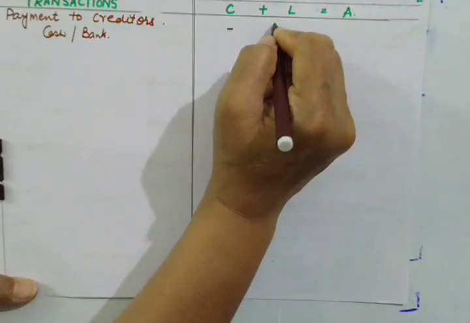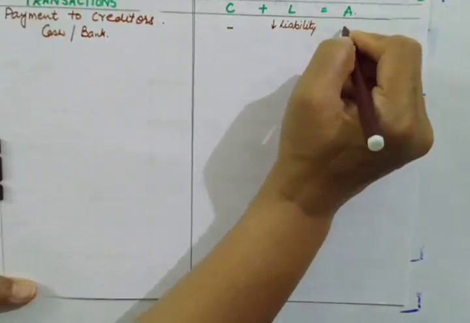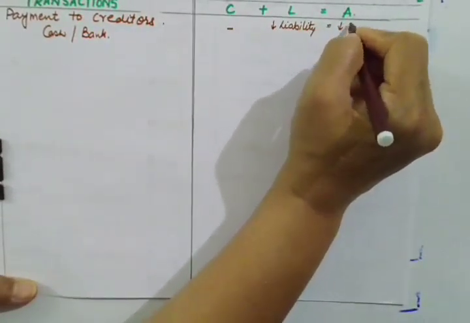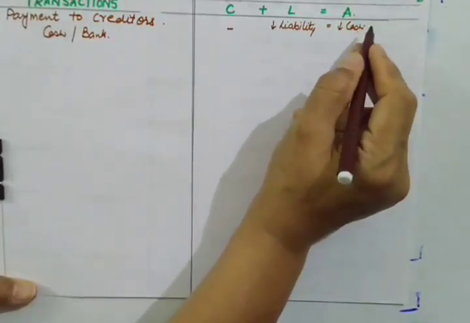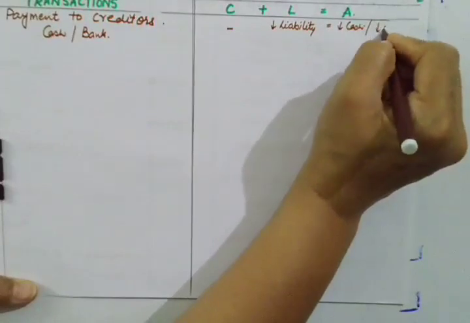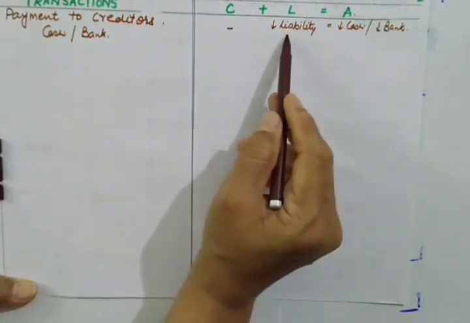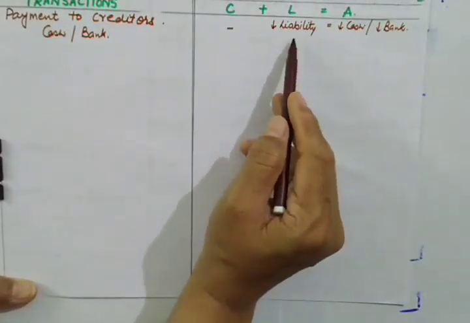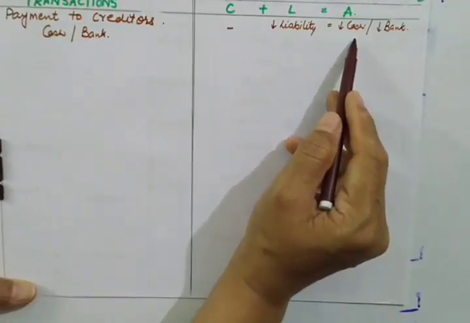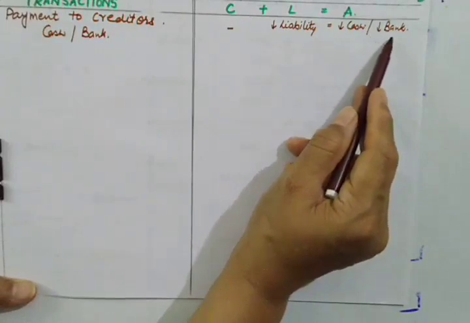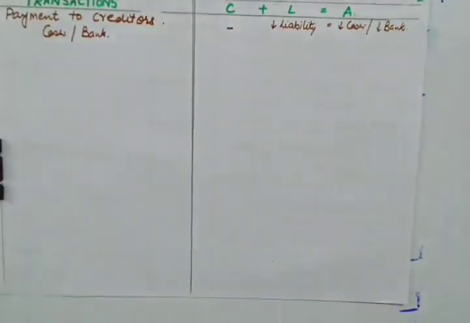So your liability will reduce, a decrease in liability, as well as simultaneously it will decrease our cash. And if you are not paying through cash, if you are paying through bank, it will decrease your bank balance. So either cash or bank. So creditors will decrease, and with the equal amount your cash will decrease. And if not paid in cash, if you are paying through check, then your bank will decrease. I hope this is clear to you.